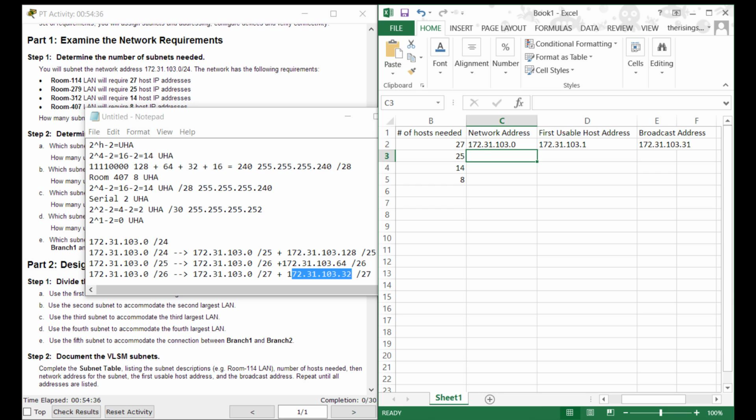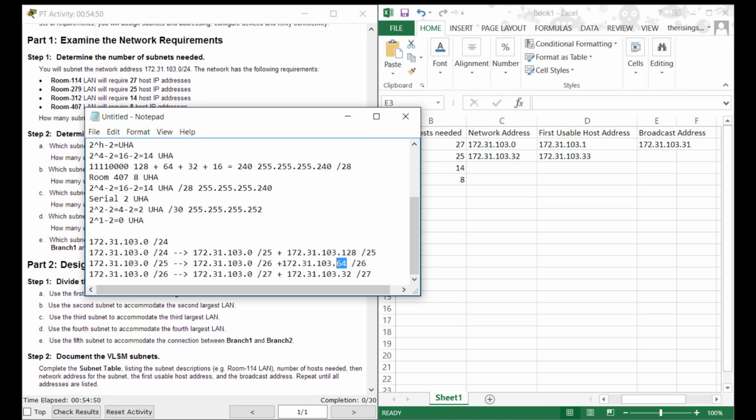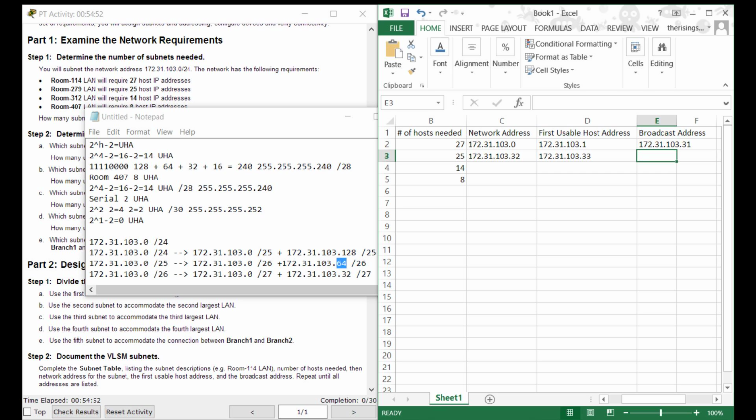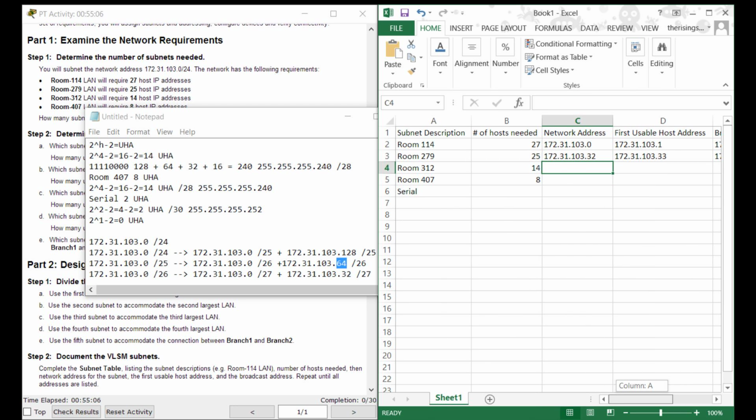Alright, so the second network address is going to be 172.31.103.32. First usable 172.31.103.33. And a broadcast 1 less than 64, 172.31.103.63. Sorry. Alright, moving on. Or room 312 network.